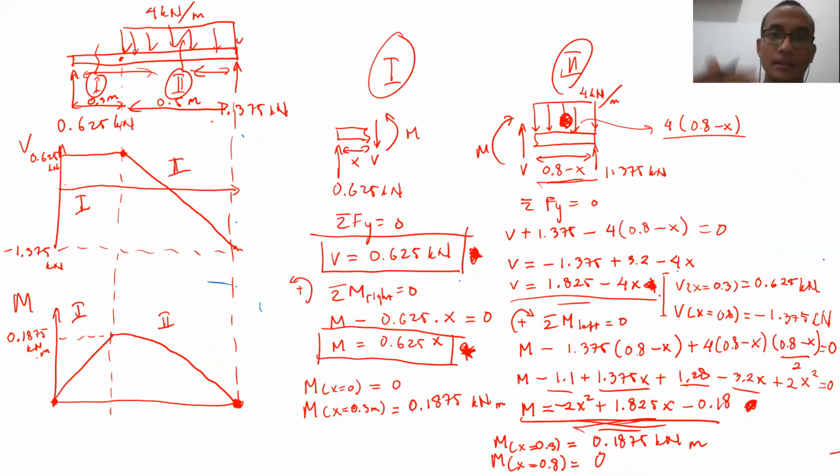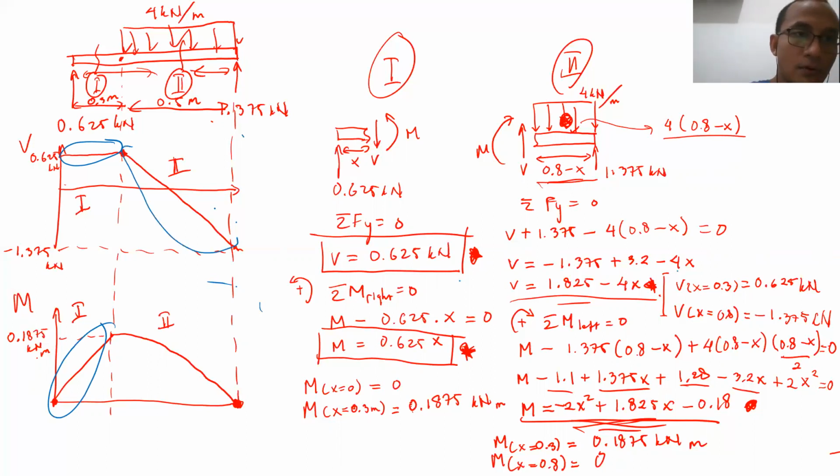Yeah. And this is the equation. This is the example. The first equation that you get. Remember, you can see here, right? This is the first equation for V. This is the first equation for M. This is the second equation for V. This is the second equation for M. And you can see that, right?